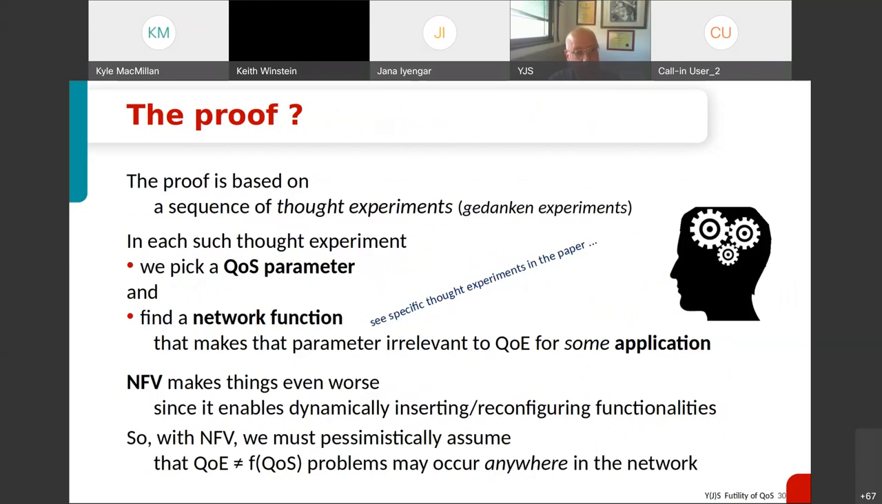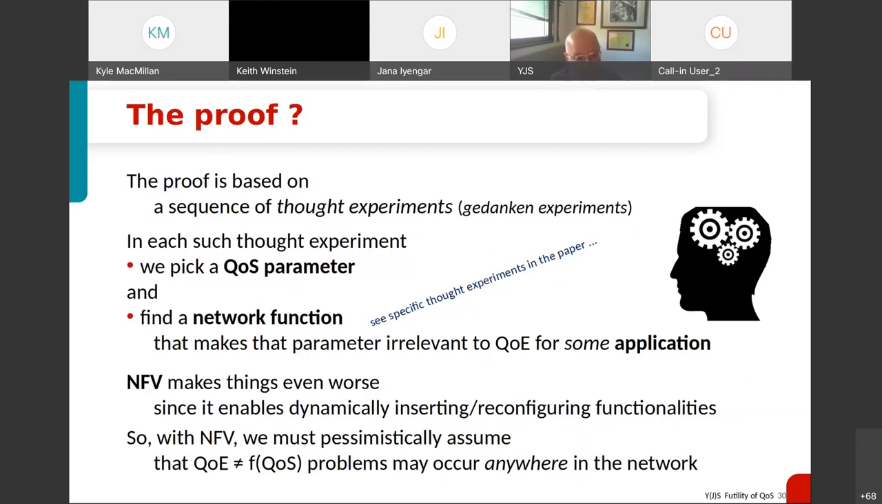The proof that this is the case, that is, that you cannot find in general a formula for a given application that, given packet loss rate and delay and jitter and all these things, gives you the quality of experience, is based on a sequence of thought experiments. I simply point you to the paper which I sent in. This will show you that you can't actually make it all work.